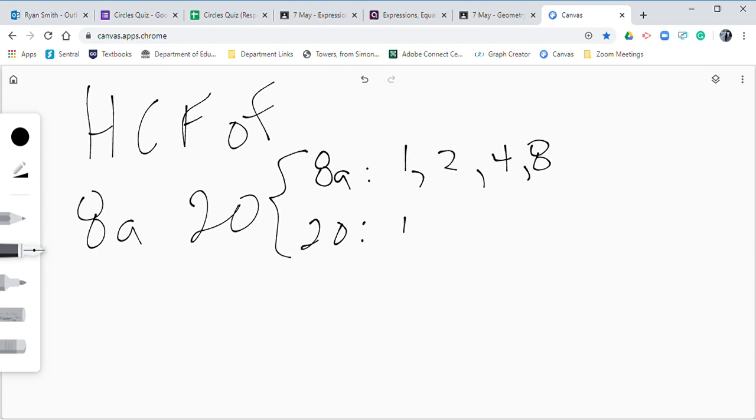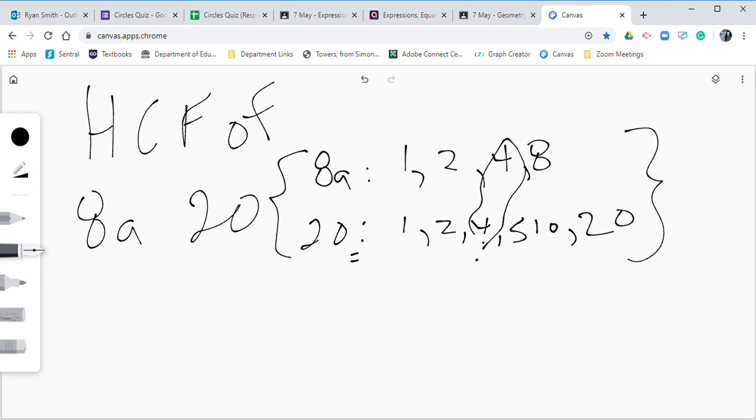20: 1 times 20, 2 times 10. 3 times nothing gets to 20. Ooh, 4 times 5. So now you look, what's our highest common factor? It's 4. Is there a pronumeral next to 20? Nope. So our highest common factor for 8 and 20 is 4.